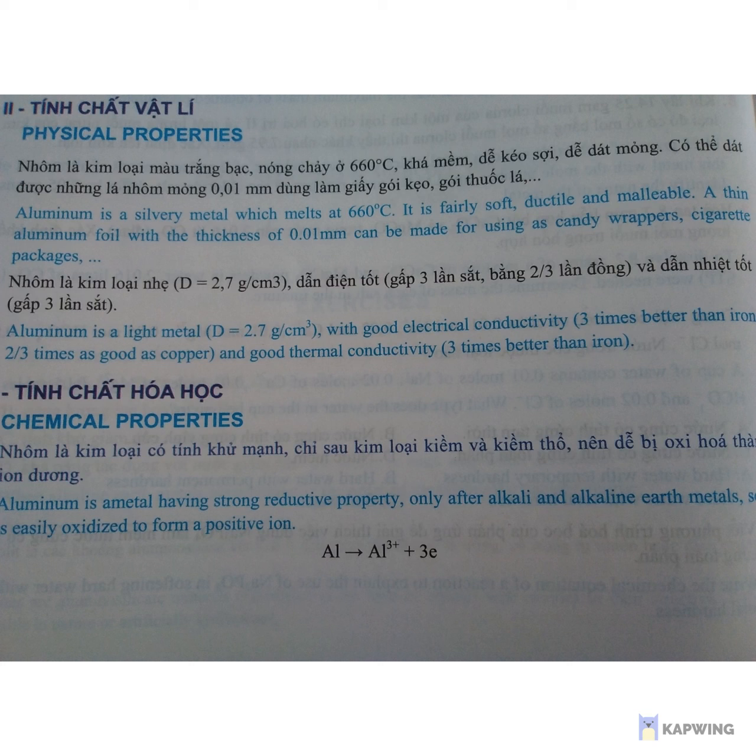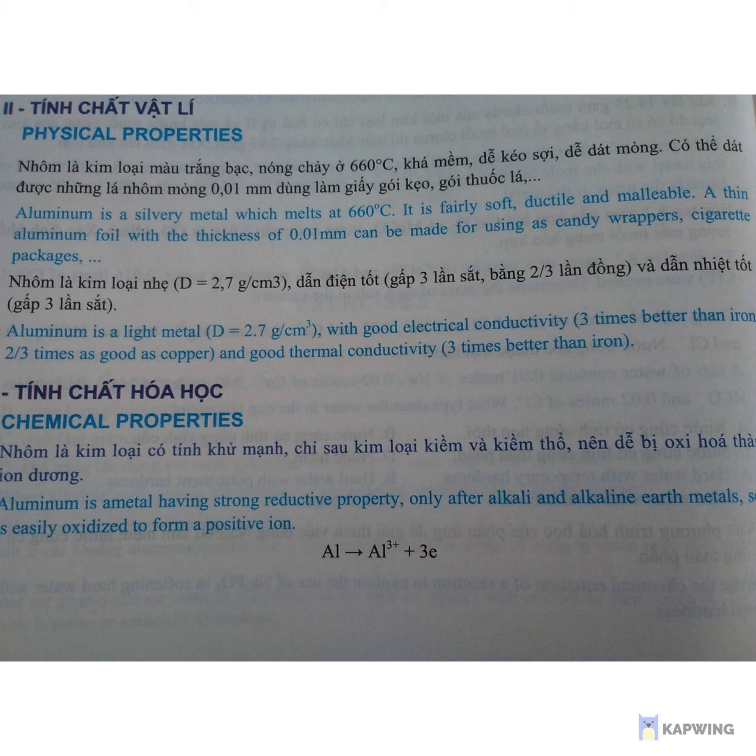Physical properties. Aluminum is a silvery metal which melts at 660 degrees C. It is fairly soft, ductile, and malleable. A thin aluminum foil with the thickness of 0.01 mm can be made for using as candy wrappers, cigarette packages.